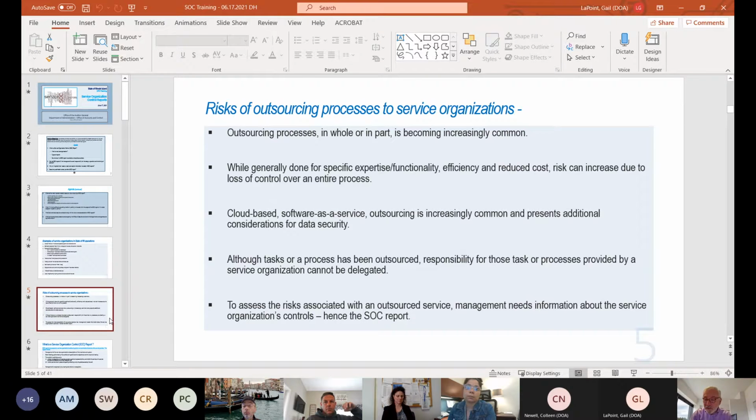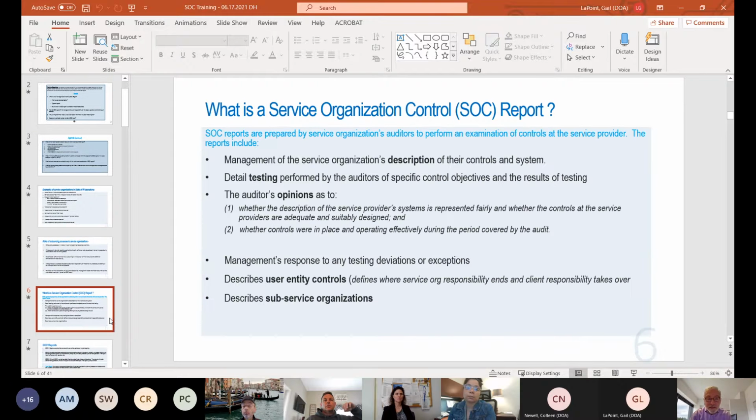So those are some of the risks and the objectives of what we're talking about today. So on slide 6, just to sync everybody up, what is a service organization control report? So SOC reports, as we commonly refer to them, are prepared by a service organization's auditors to perform an examination of controls at the service provider.